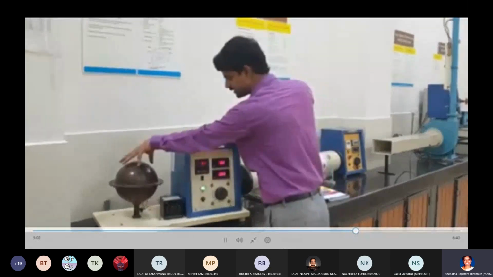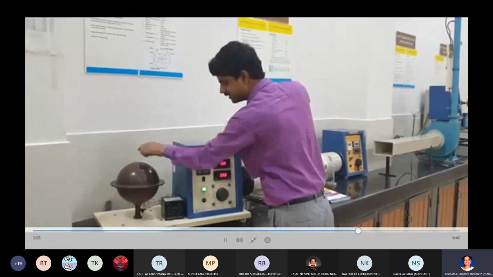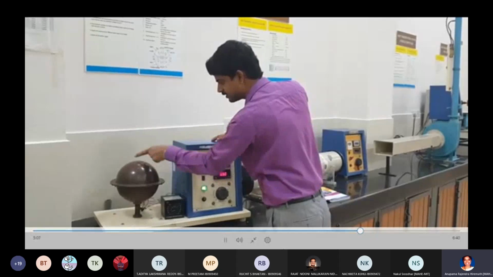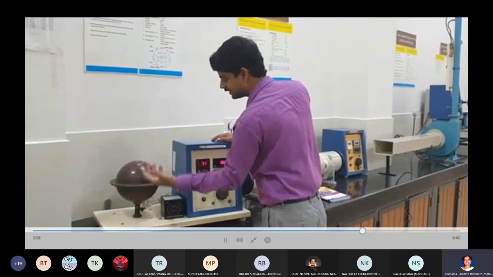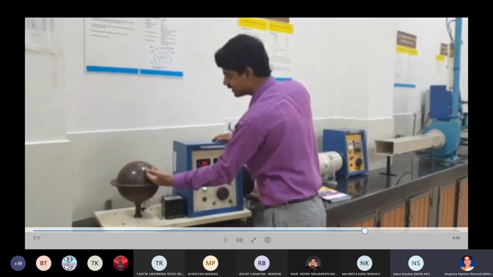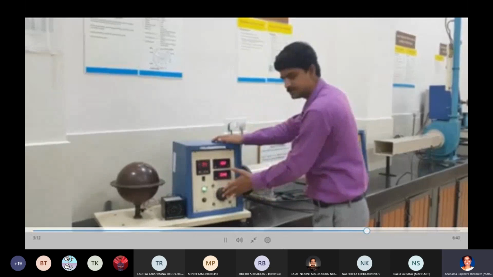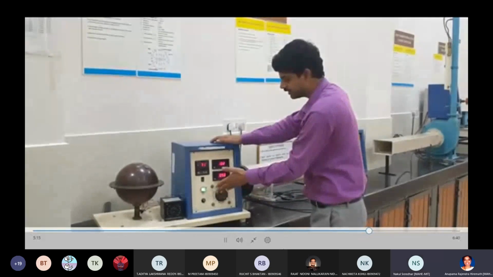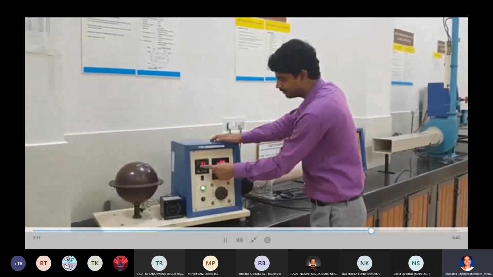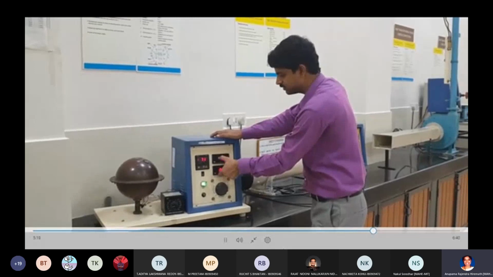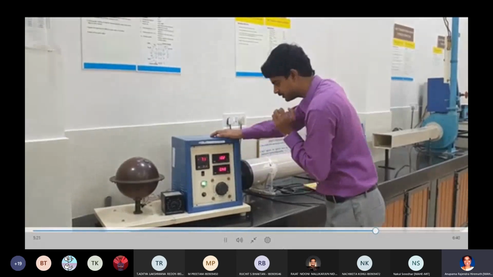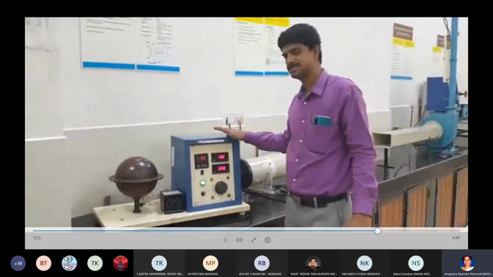We have 3 thermocouples set on the outer surface. You can clearly see here there are 3 screws. Similarly, there are 3 more thermocouples on the inner side. We allow a known heat input. We can determine the heat input by the product of voltage and current. Once you know the amount of heat input that has been supplied, allow the steady state to be reached.